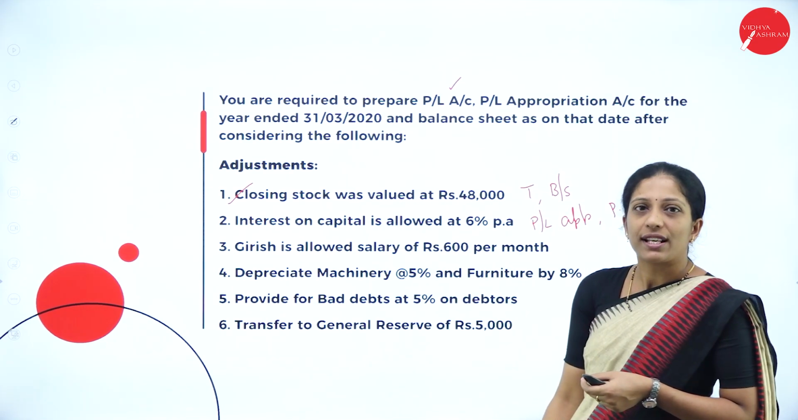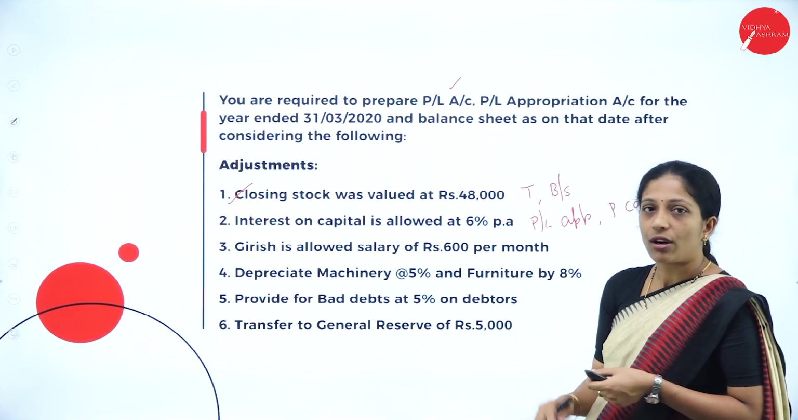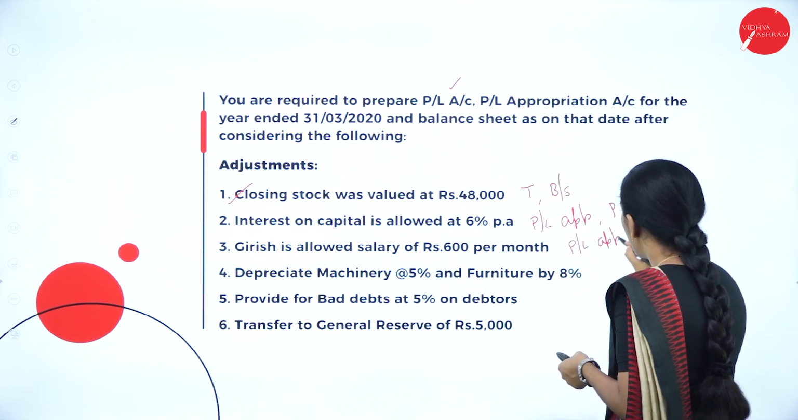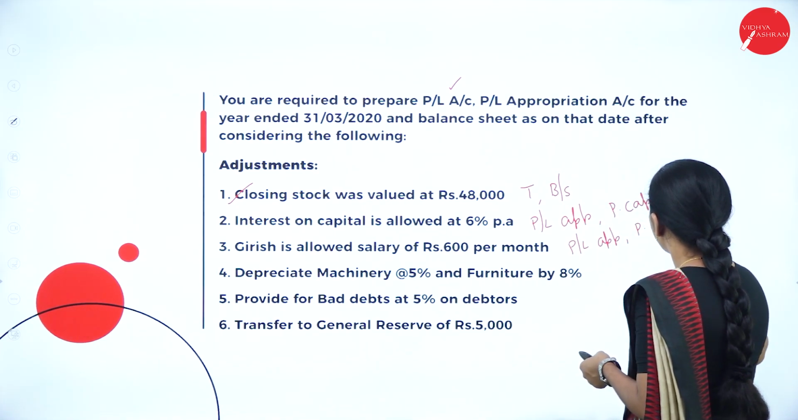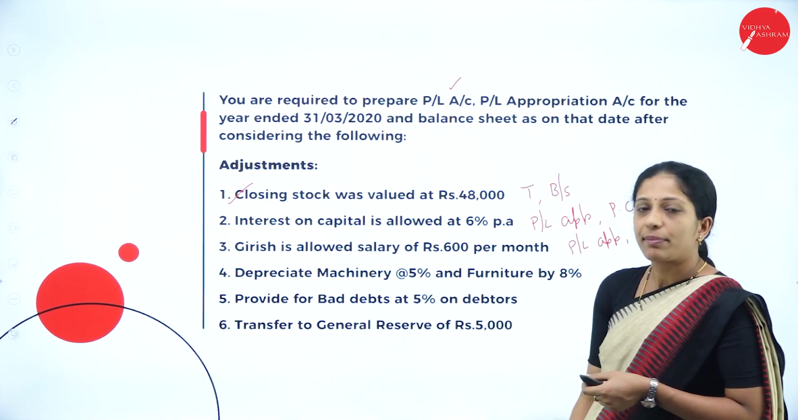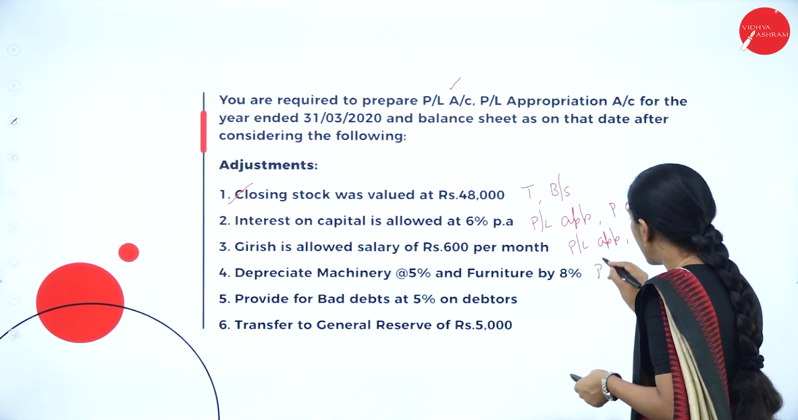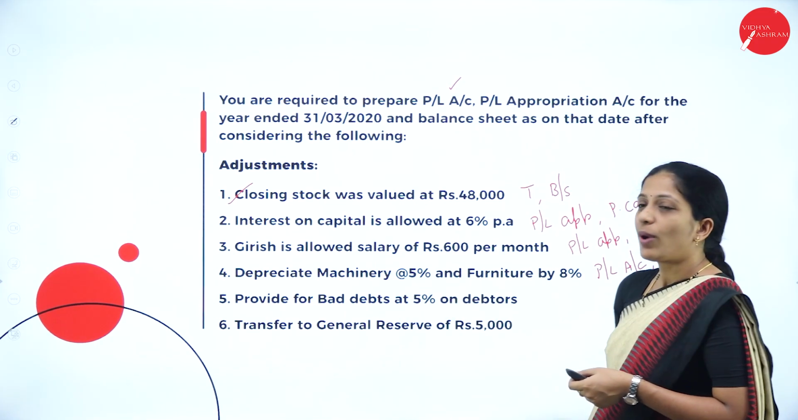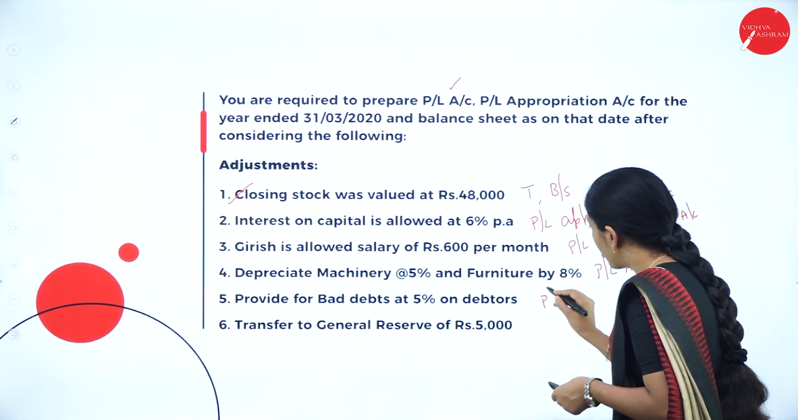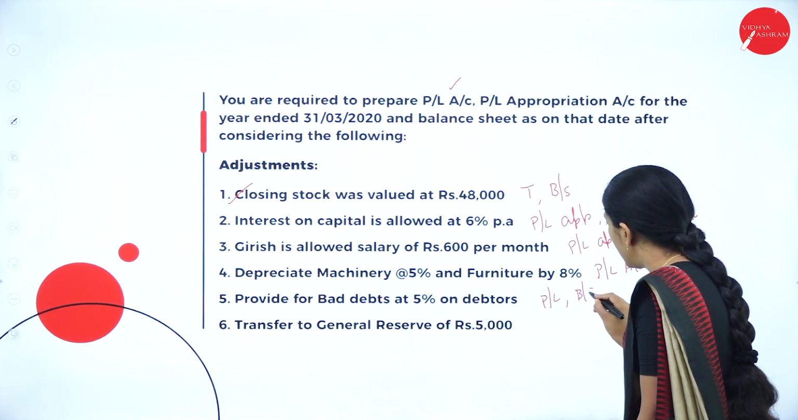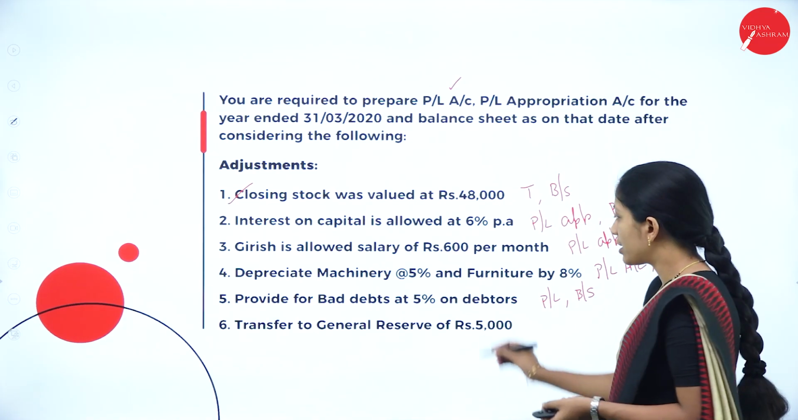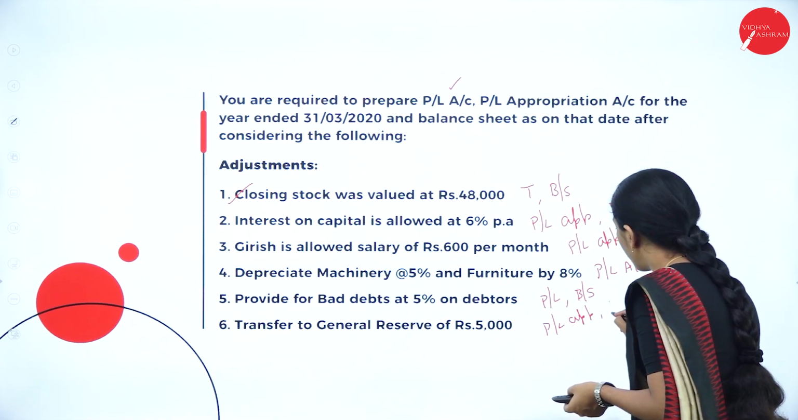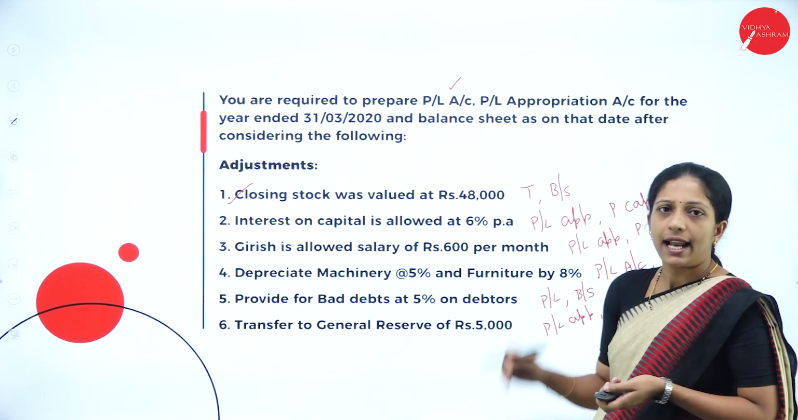At the same time you will record it under partners capital account. Next, Girish is allowed a salary. So this is also you will record under where? That is P&L appropriation account and partners capital account. Next, depreciate machinery. So we'll record under P&L account, that is profit and loss account, and in the balance sheet. Next, provide for bad debt. So this is also you have to record once under P&L account and once in the balance sheet. Transfer to general reserve. So this you will take under P&L appropriation account and you have to take in the balance sheet, that is in the liability side.